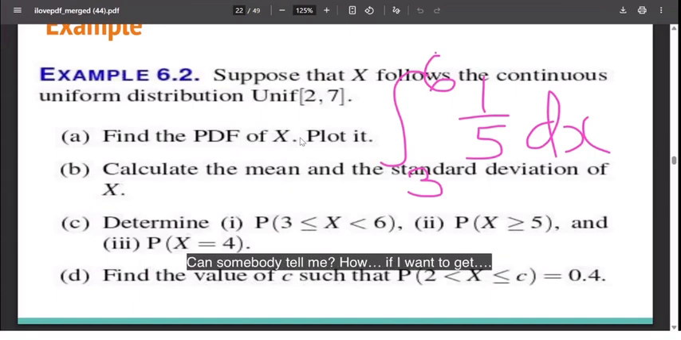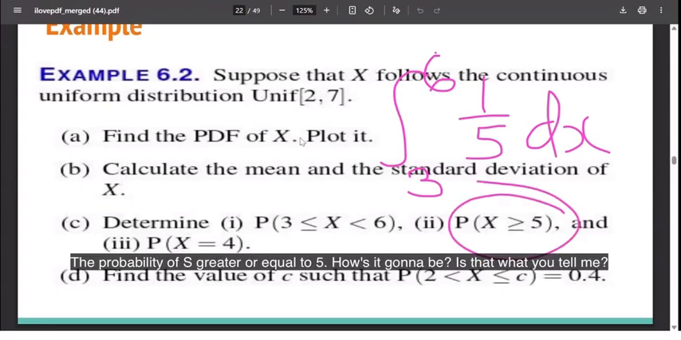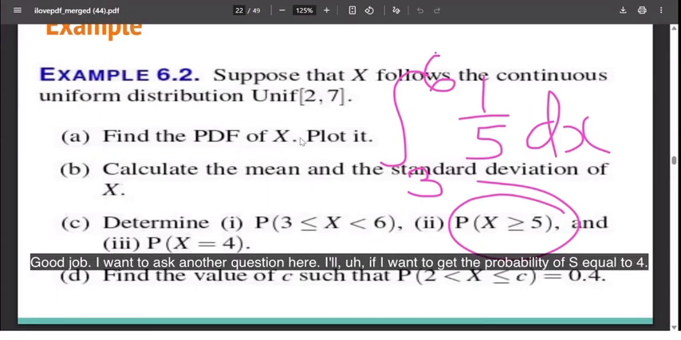Can somebody tell me how, if I want to get the probability of s greater than or equal to 5, how is it going to be? Can someone tell me? Go ahead. Okay, 5 to 7, then 1/5. Send me a message for extra credit. Good job.